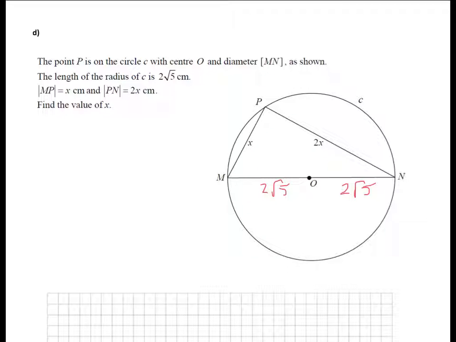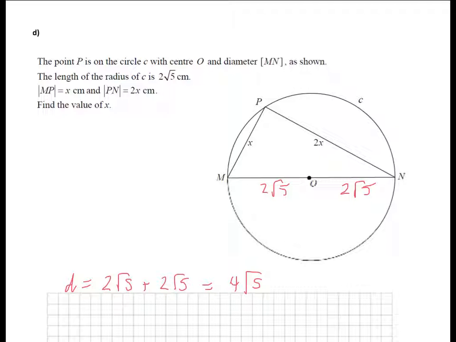So straight away we can say the diameter is 2 lots of 2 root 5, which adds up to make 4 lots of root 5. Now the second thing is to note one of the theorems to do with circles: the angle inside a semicircle is always 90 degrees.